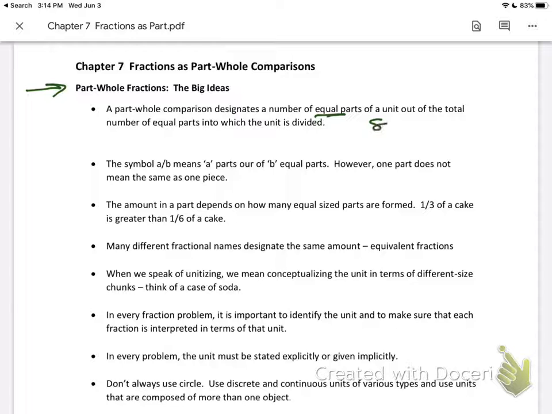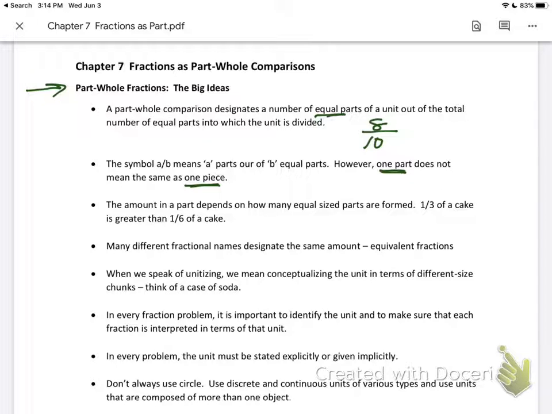Okay, so if I said that I divided something into 10 parts, and I circled 8 of them, that would be the fraction 8/10. The symbol A/B means A parts out of B equal parts. However, one part does not mean the same as one piece. Okay, so keep that in mind. The amount in a part depends on how many equal sized parts are formed. So a third of a cake is greater than a sixth of a cake.